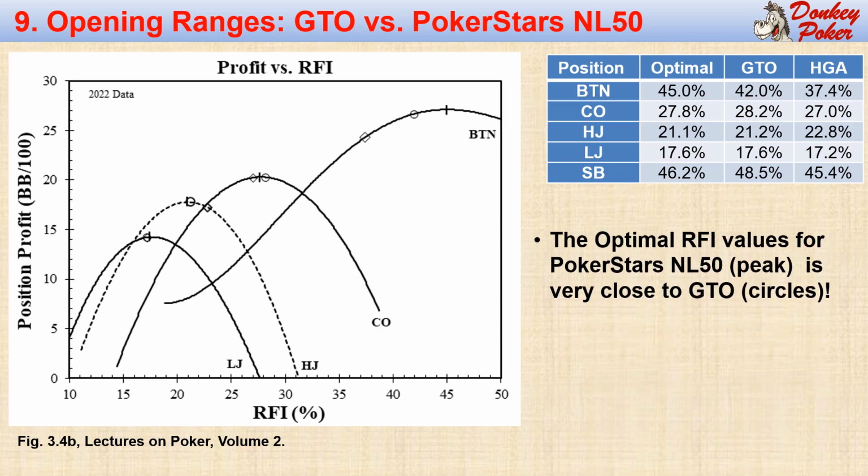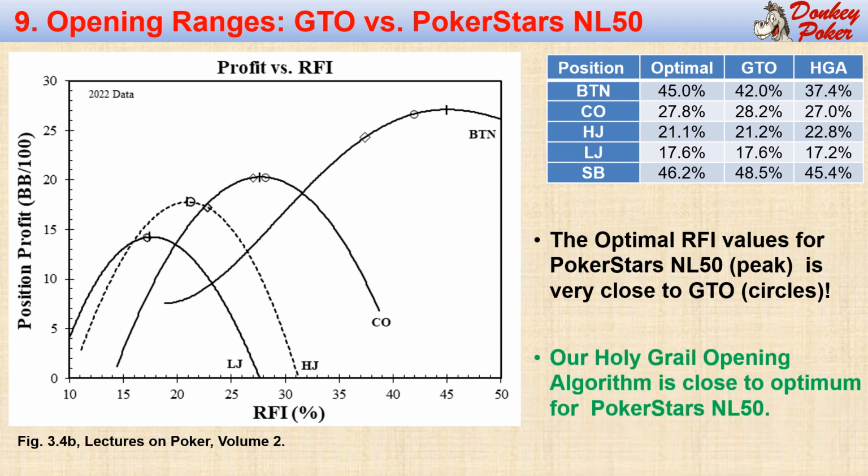The optimal NL50 values are nearly the same from every position as the GTO and Holy Grail values, except that the button Holy Grail frequency is a bit tighter to make the Holy Grail algorithm easier to memorize. So we can easily use our Holy Grail opening algorithm in a PokerStars NL50 6-max game with very little error, even though the average NL50 player is not close to a GTO player. This is a key conclusion, suggesting that GTO strategies can work well even in a real poker game.